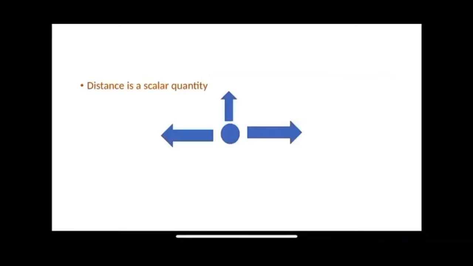And distance is a scalar quantity. If a person is starting to travel from this circle point, we don't have any idea in which of these directions he is traveling by simply specifying the distance.